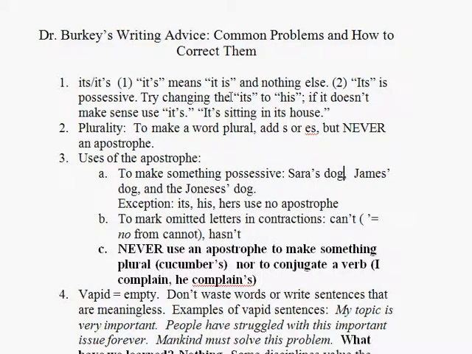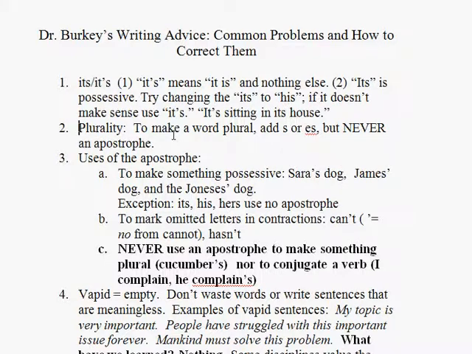A trick or a tip is if you have a sentence with just ITS in it and you want to make sure it works, change ITS to his and see if the sentence makes sense. If so, it's ITS. So an example sentence would be, it's sitting in its house. That means it is sitting in its house. So it's is a contraction for it is.